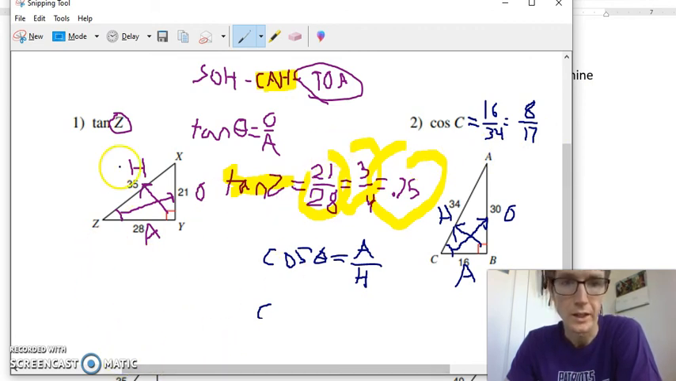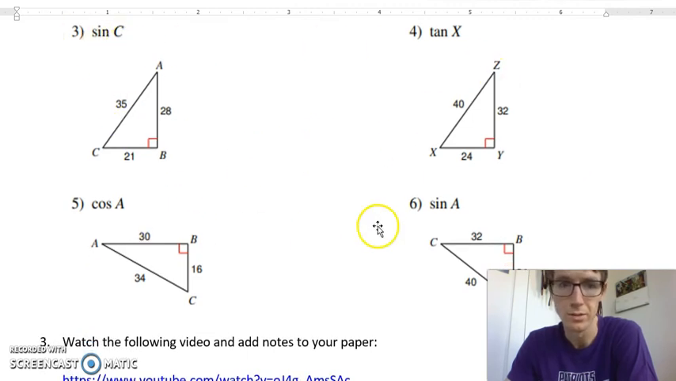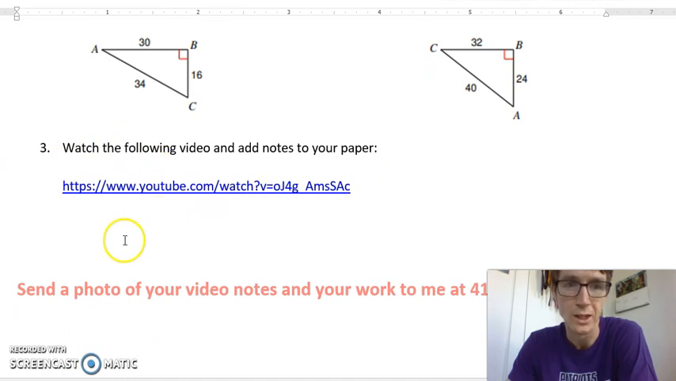And that's how you do these first two, but it's also how you do 3 through 6. And then once you finish those problems, just watch this video and take some notes. It'll help you for the next day's work.